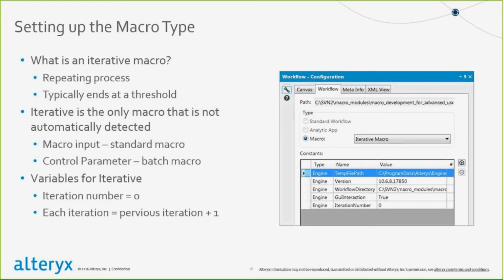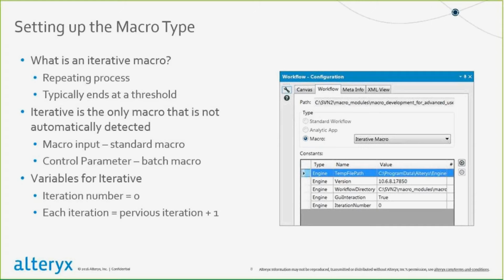The second one is a batch macro. A batch macro is a way of cross-sectioning your data and running through different parameters based on different types of data that you have available. Those 2 types of macros, both standard and batch, you can find inside our macro development for the intermediate user. We do develop it in that course. Today, for the advanced user, we'll be walking through the third type, which is the iterative macro.